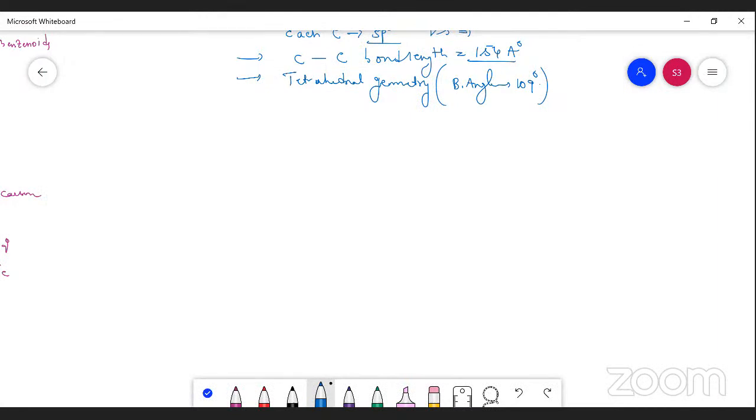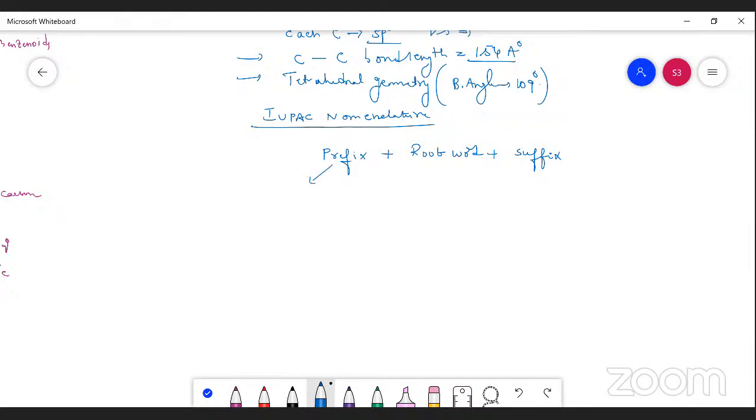Let's move to the IUPAC nomenclature. How to give names to the alkanes? If you see the skeleton of IUPAC nomenclature of alkanes, it has prefix, root word, and suffix. So this is the IUPAC skeleton for alkanes.